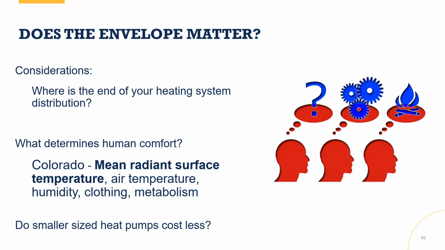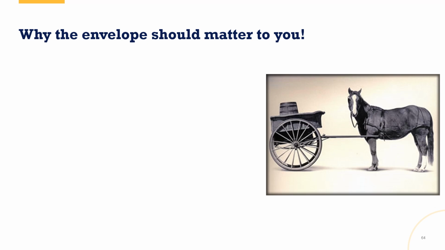Those being consistent temperatures and being close to the air temperature or close to our body temperature means greater comfort. And if we can do this right and get a smaller size heat pump, we can save the homeowner money. So yeah, the envelope ought to matter to you because it certainly matters to the homeowner, whether they know it or not. So why else should this matter to us?